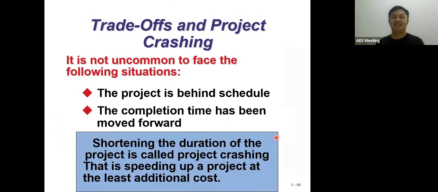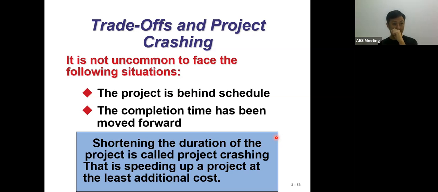Looking at this, trade-off and project crashing give you the understanding that the project is behind time. For example, say we need to finish the activity by week 10, but it finishes behind schedule, because the activity itself has taken more than the time required. That means the project is behind schedule, so the completion time has been moved forward.